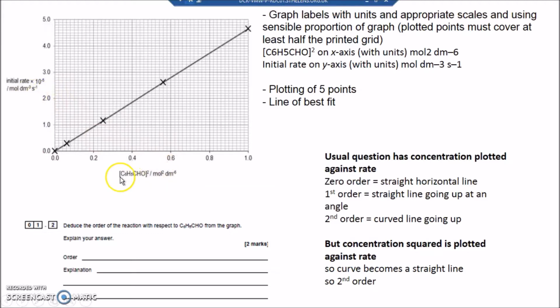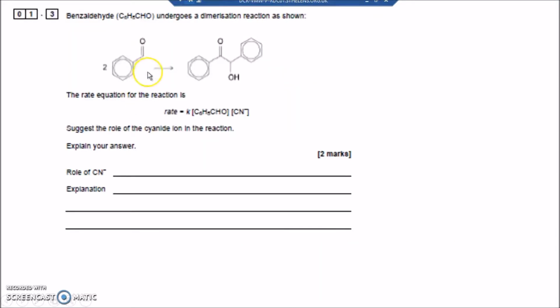So normally if it was just concentration of benzaldehyde, a second order reaction would curve up like this. But because you've got a squared here, the squared actually turns it into a straight line. So if the concentration is squared along the bottom and it's a straight line, it's actually second order. So it's second order, and that's because concentration squared plotted against the rate is a straight line. If it weren't squared, then it would be a curve bending upwards. Let's have a look at this next one now.